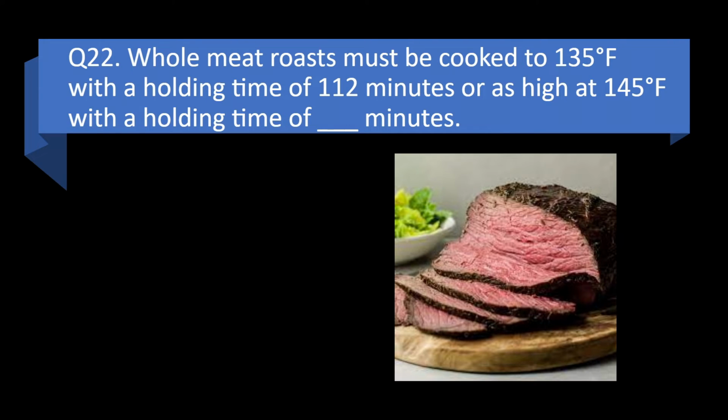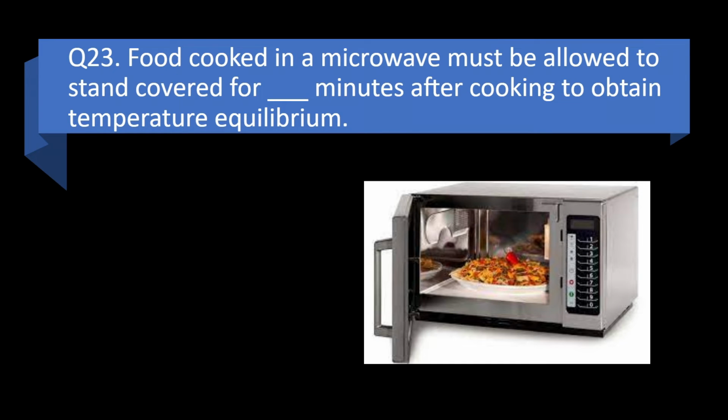Question 22. Whole meat roasts must be cooked to 135 degrees Fahrenheit with a holding time of 112 minutes, or as high as 145 degrees Fahrenheit with a holding time of blank minutes. 4, 8, 16, or 32. A. 4. Question 23. Food cooked in a microwave must be allowed to stand covered for blank minutes after cooking to obtain temperature equilibrium. 2, 4, 6, or 8.